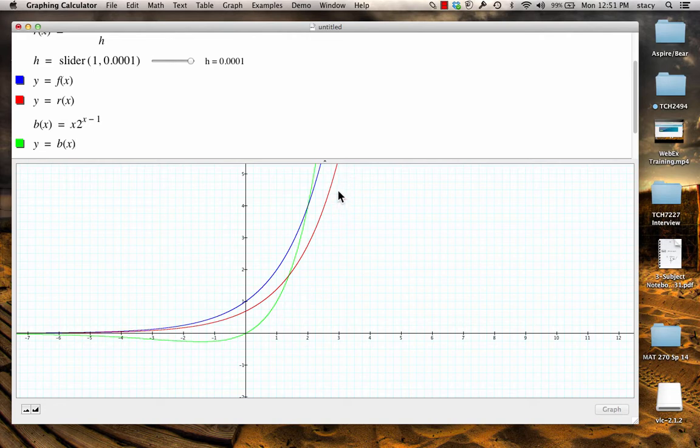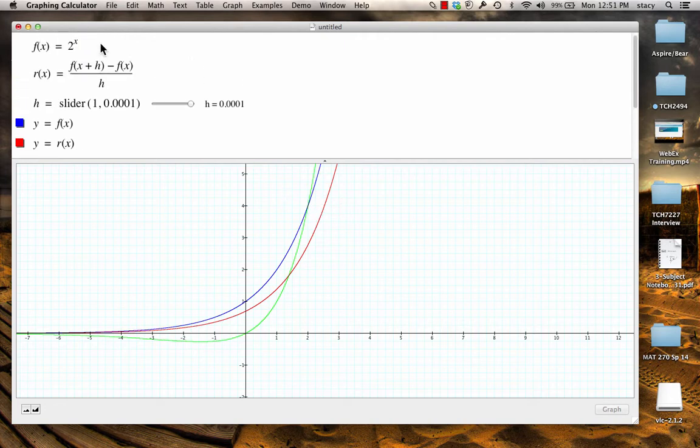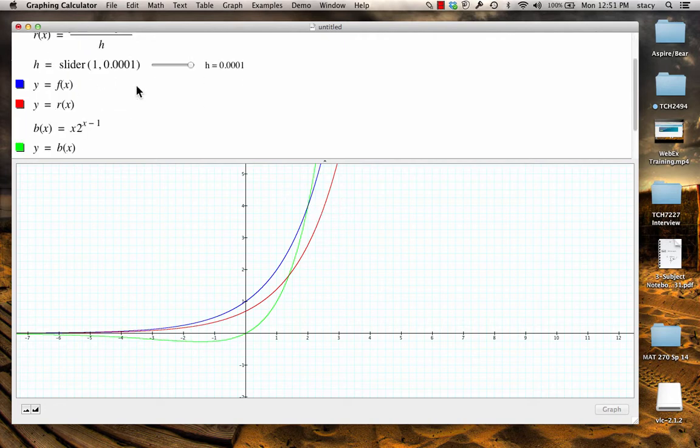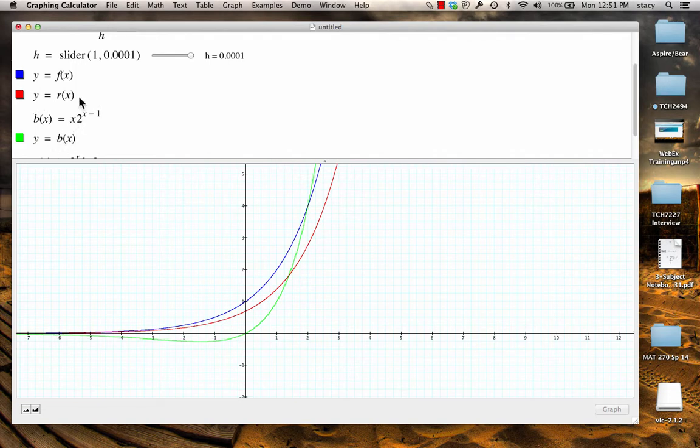And the red graph is 100% guaranteed the correct graph because it is the graph that comes from the definition of rate of change. So since this green graph does not line up with the red graph, we know that this b of x function is not our rate of change function.